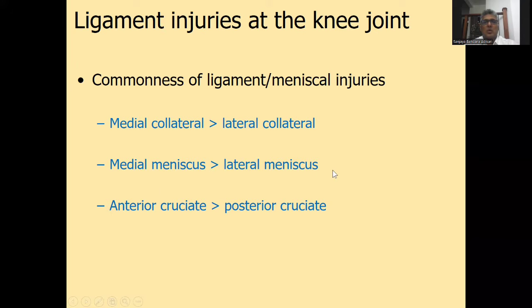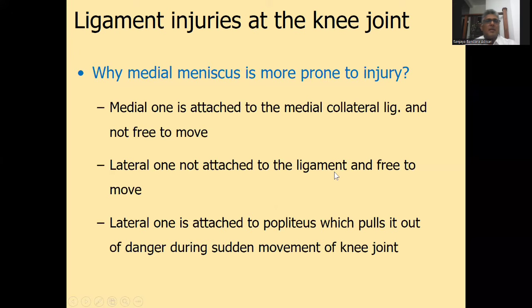So I think you got it. I have written it down here. You can read it in your notes. Okay, why medial meniscus is more prone to injury. It's there in black and white.